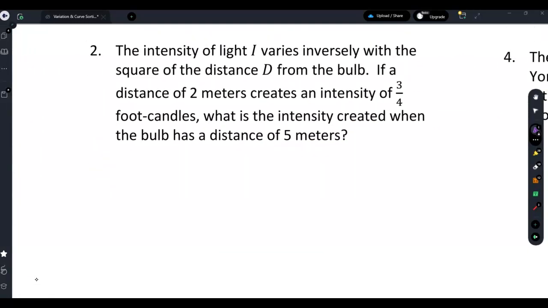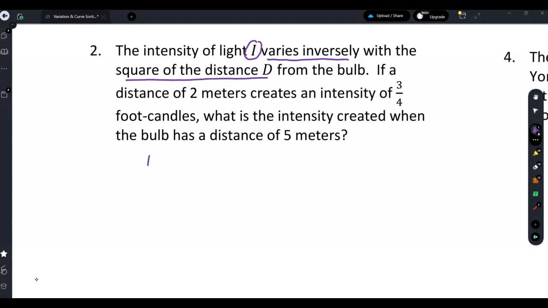So this says the intensity of light I varies inversely with the square of the distance d from the bulb. There's a period here, so I'm going to stop with that first sentence and see what information I can come up with. I am seeing a key phrase, varies inversely, so I know I'm going to use the formula y equals k over x. However, instead of y, I would be using the first thing they mentioned, which is I, or intensity. And instead of x, if I read this very carefully, it says it varies inversely with the square of the distance d.